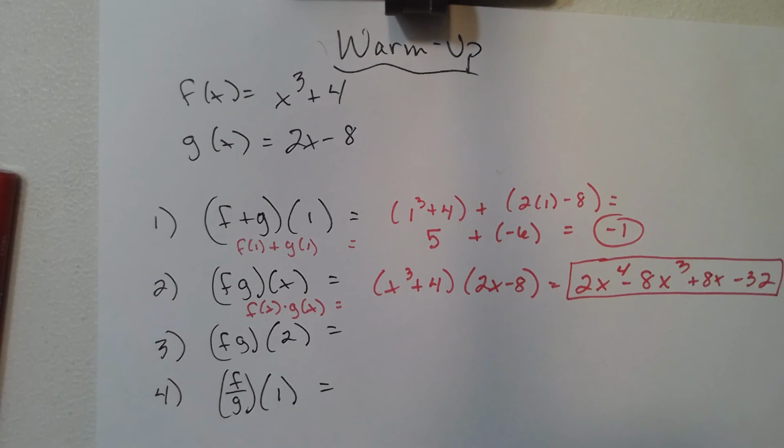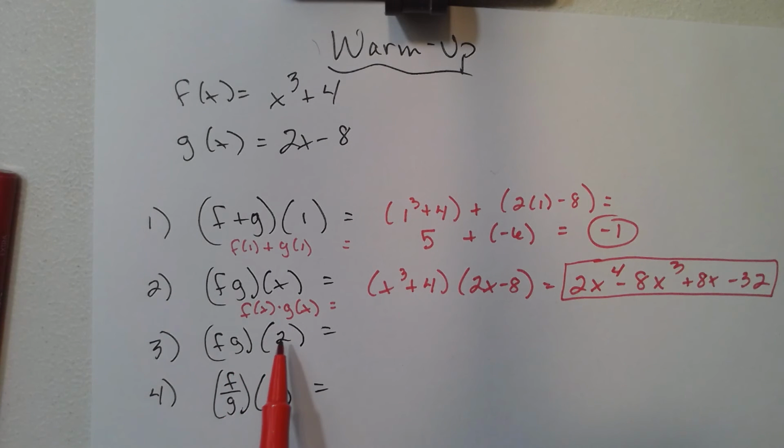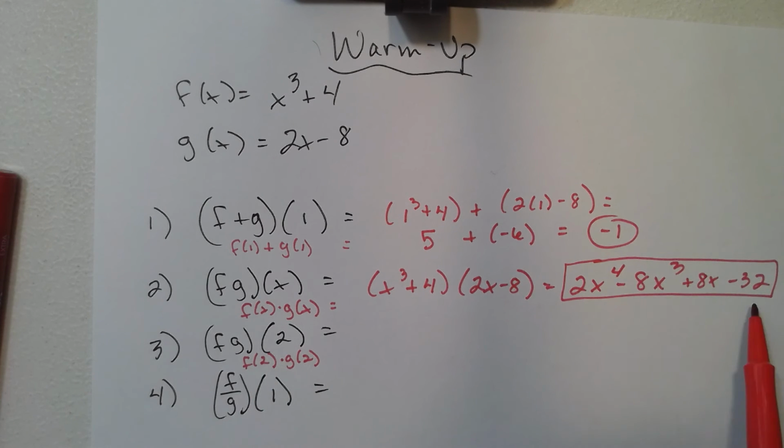Alright, so that'll come in handy because we have to find fg of 2, f of 2 times g of 2. So that's the same as f of 2 times g of 2. Well, we already have f of x times g of x is this boxed in answer. So we can just plug in 2 there. We don't have to find f of 2 and g of 2 separately and then multiply. You could just plug in 2 here. Again, it doesn't matter. I'm going to show you that way.